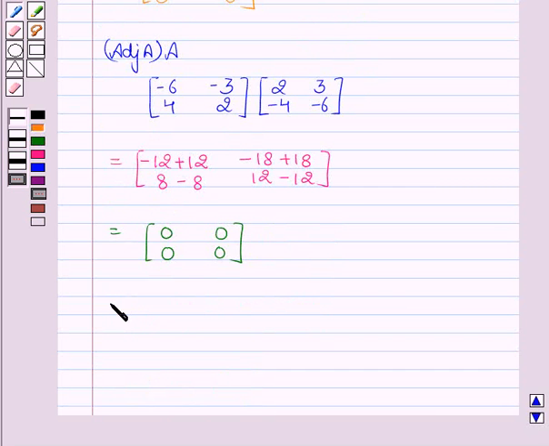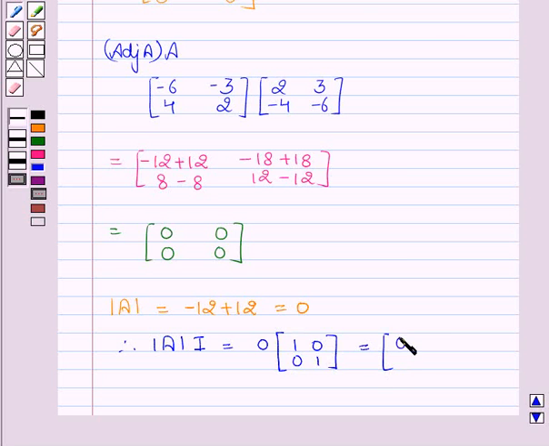Now we will find the determinant of A. It is equal to minus 12 plus 12. This is equal to 0. Therefore, determinant of A into I equal to 0 into identity matrix, that is 1, 0, 0, 1. So this is equal to 0, 0, 0, 0.